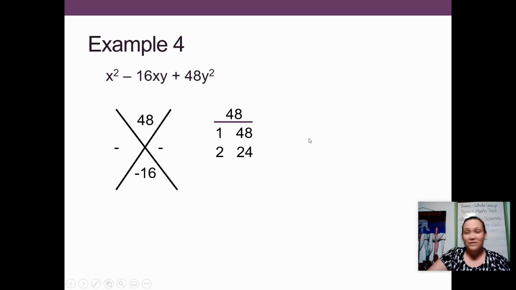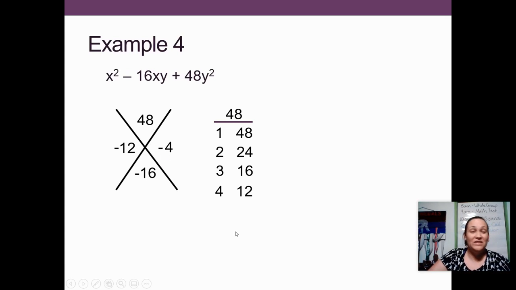The next number that divides evenly into 48 is 3, but 3 and 16 is not 16, right? Because that's already got a 16 in it. And the next number is 4 and 12, and we've got it. 4 plus 12 is 16. We make them both negative, so it's a negative 16. And it doesn't matter which side you write them on.